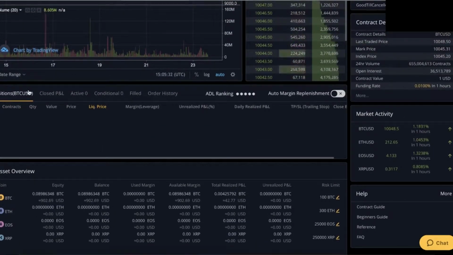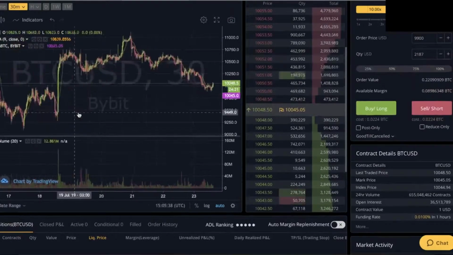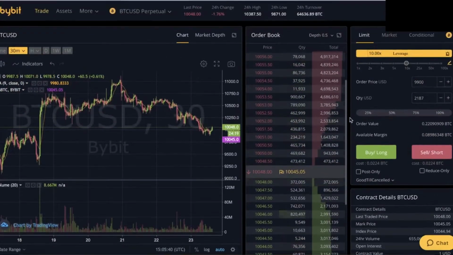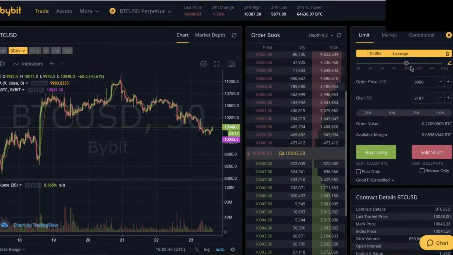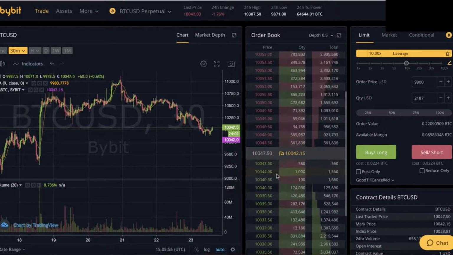Going up now, we have the Positions tab. This you are going to use, and I'm going to show you how to use that very shortly. Now, the only two that I haven't covered yet are the order book and the trading panel itself. This is where most of your attention will be, but very quickly the order book is showing you, for example, to the downside, what people are trying to buy Bitcoin at. Now take note that the real price of Bitcoin on Bybit is $10,048.